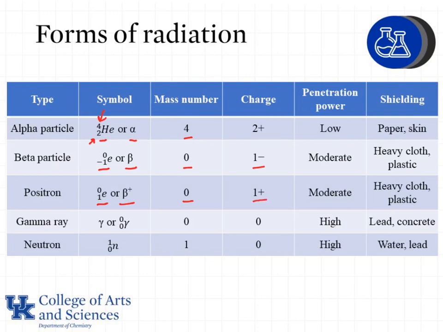A gamma ray is a way of giving off excess energy. We see that it has no mass and no charge. For its symbol, we use gamma with or without the zeros. A neutron has a mass number of 1 and a charge of 0.